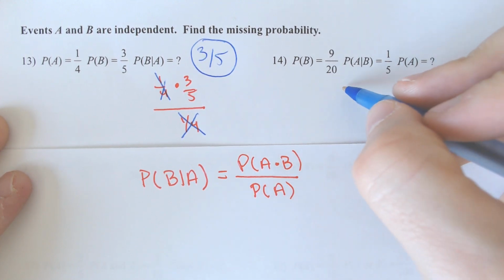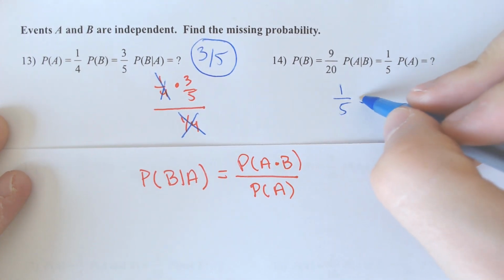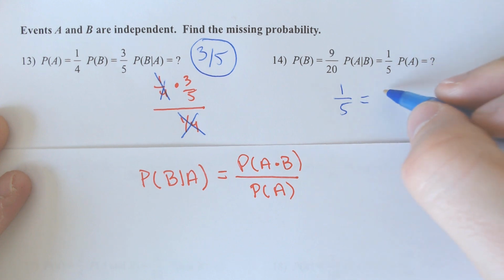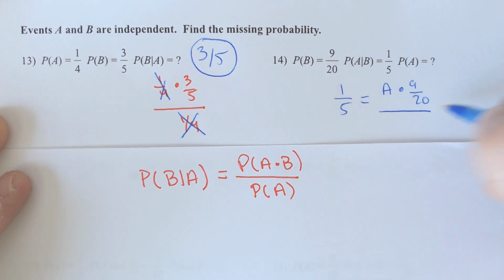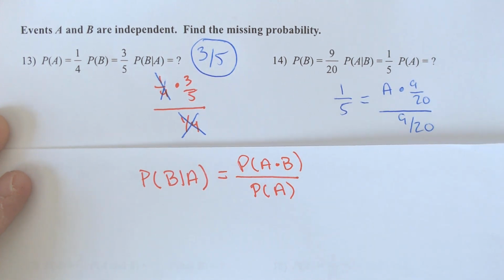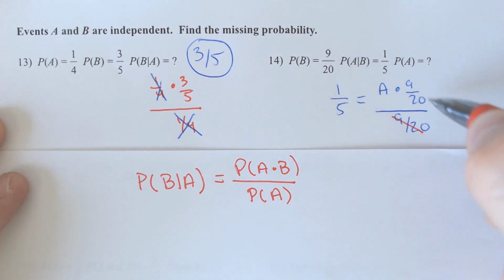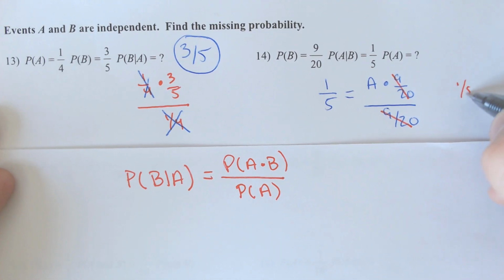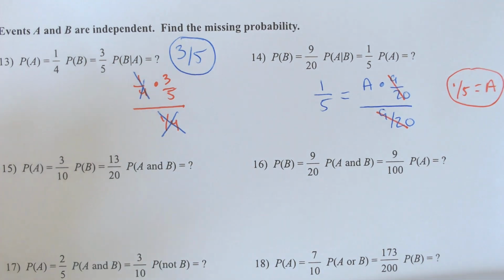Okay? So we have 1/5 for this part. And then A times B. I don't know what A is, so I'm going to write A times 9/20. But then I have to divide by 9/20. Okay? Again, things cancel. 1/5 is equal to A. Okay? So these aren't that bad.